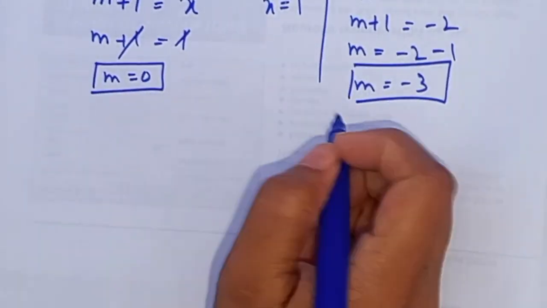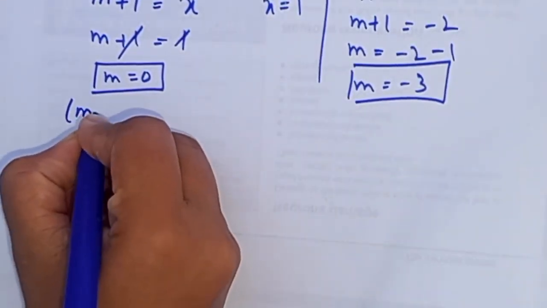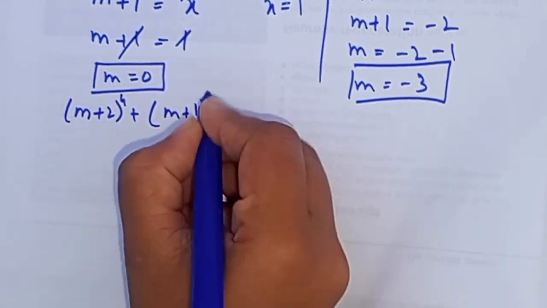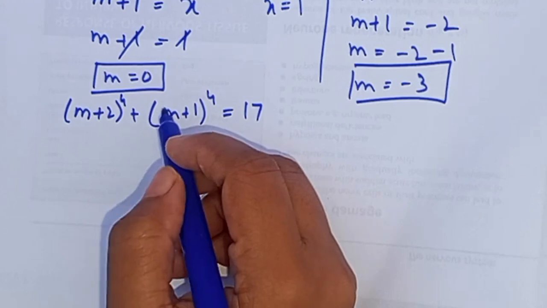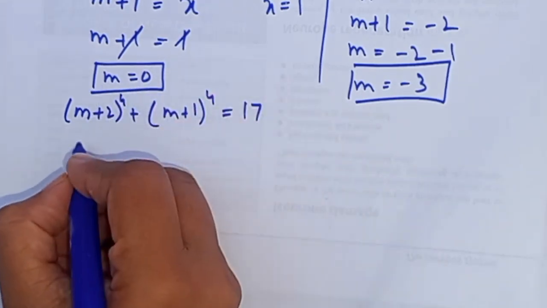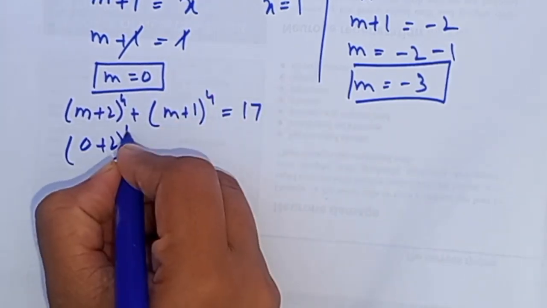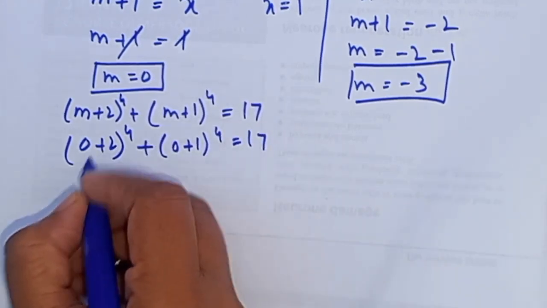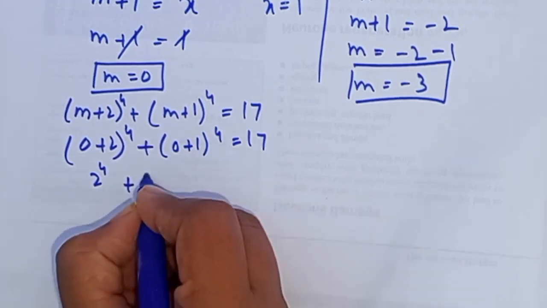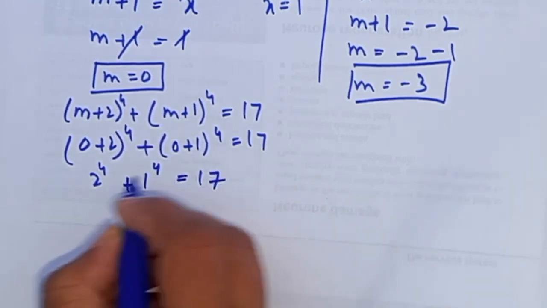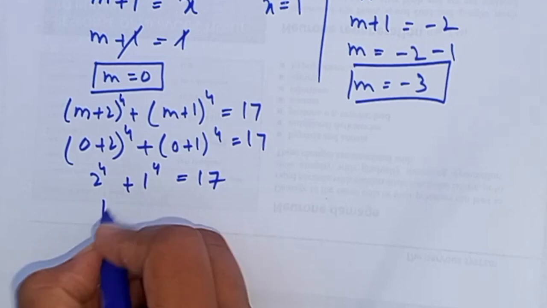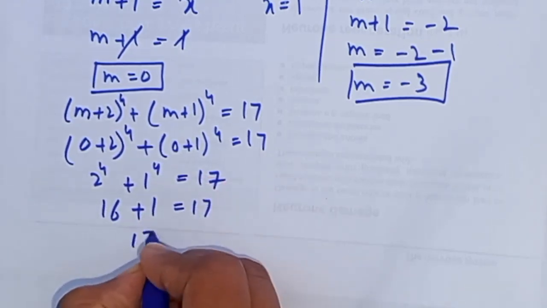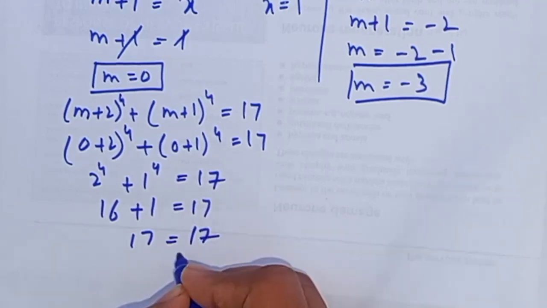Now we verify these two answers. So the question is m plus 2 raised to the power 4 plus m plus 1 raised to the power 4 is equal to 17. So now verify for m equal to 0. So this is 0 plus 2 raised to the power 4 plus 0 plus 1 raised to the power 4 is equal to 17. So this will become 2 raised to the power 4 plus 1 raised to the power 4, equal to 17. And 2 raised to the power 4 is 16 plus 1 raised to the power 4 is 1. So 16 plus 1 is 17. So left hand side is equal to right hand side.